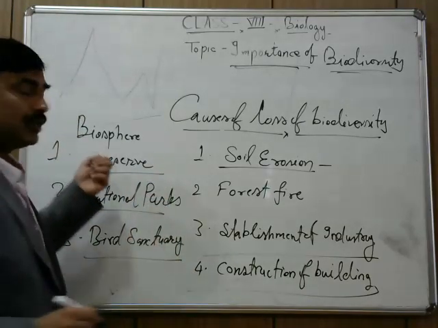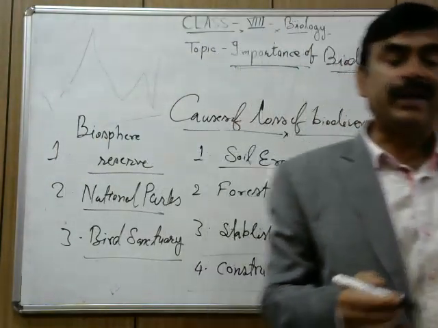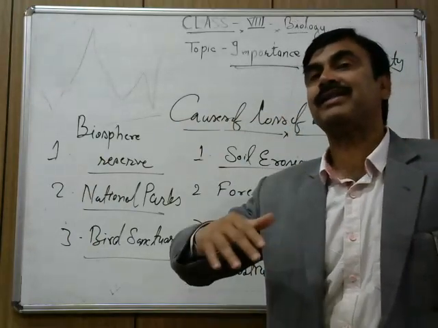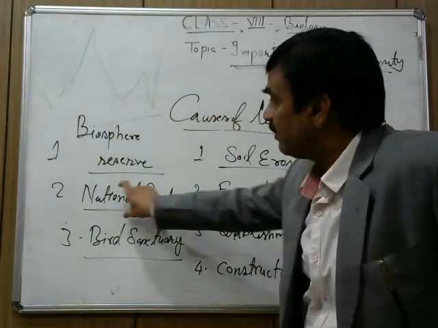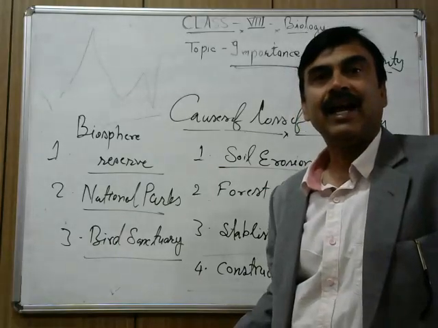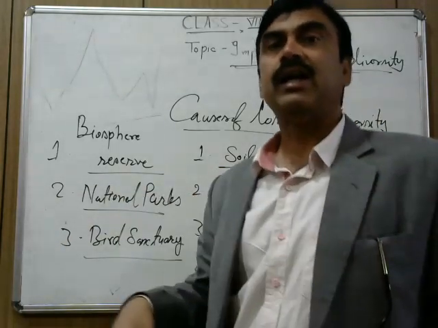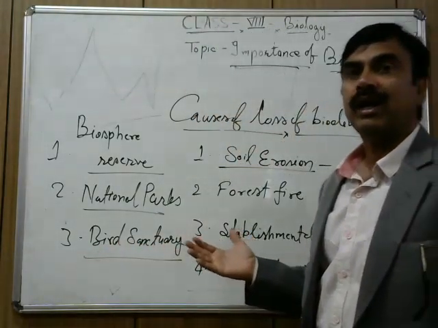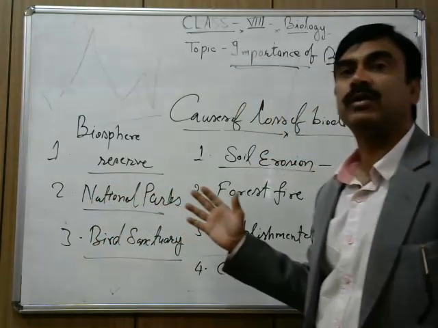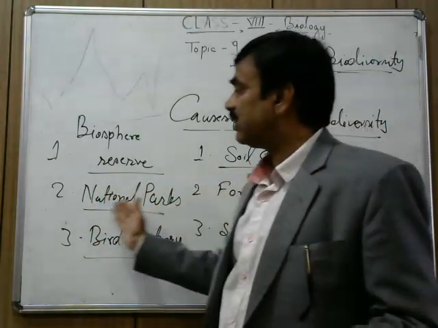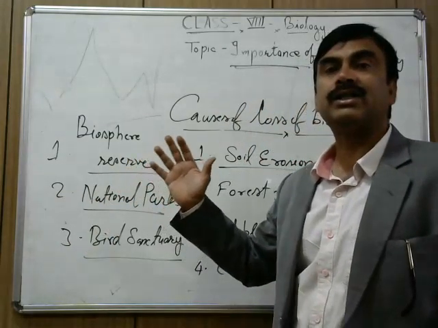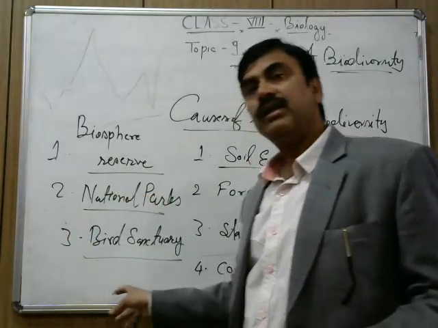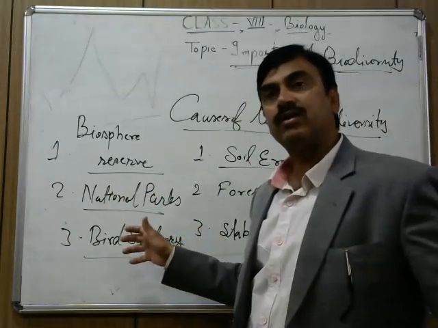as I told you, biosphere reserves are a very big area in which human activities, cultivation and agricultural practices can be continued. But national parks are a restricted area where human activities and agricultural practices are not possible. And the bird sanctuaries, like in Rajasthan, you can see the Keoladeo bird sanctuary, where public work can go on a little bit.